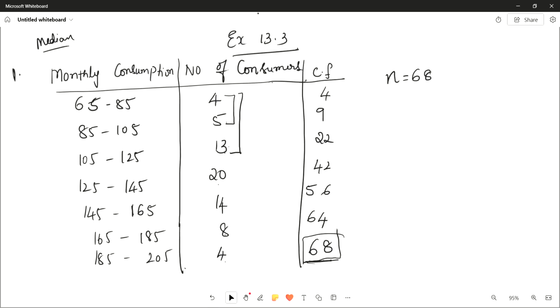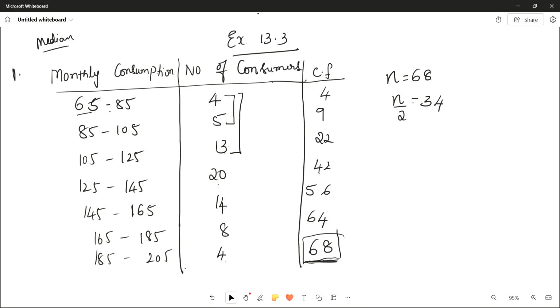So what does this actually indicate? You understood this much, right? If the monthly consumption is between 65 to 85, there are 4 consumers. Like that we have the data. From that we calculate the middle one, that is the median. N is 68. Now N by 2, half of that, is 34. So in the frequency count, the middle one is 34.